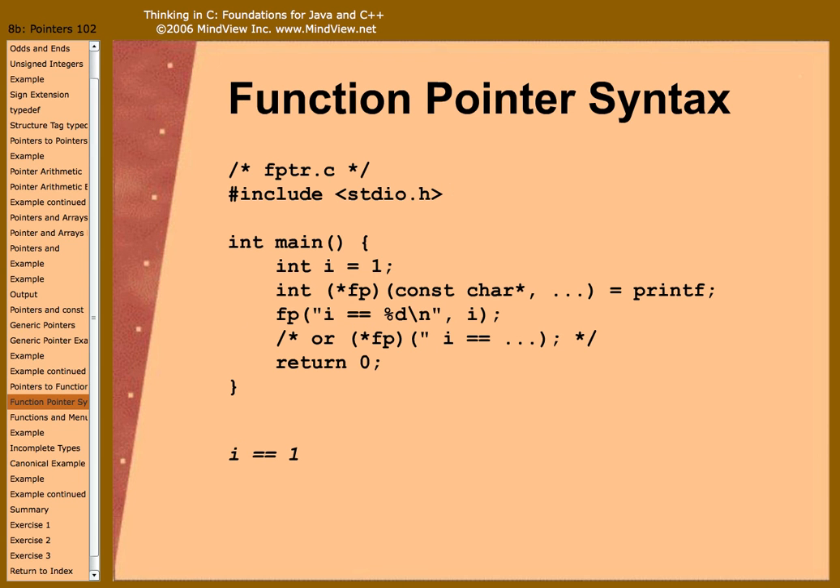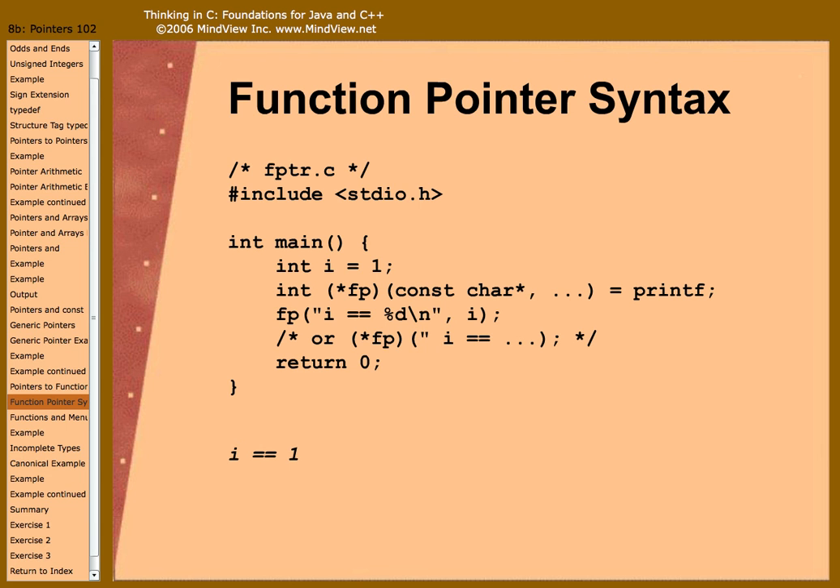This is a trivial little example, but its purpose is just to show you the syntax of how to use a pointer to a function. In this case, what I'm going to do is declare a pointer to the printf function. Since I'm wanting to use printf, I have to include standardIO.h so that it is declared before I try to use it. Everything needs to be declared in C before you can refer to it.